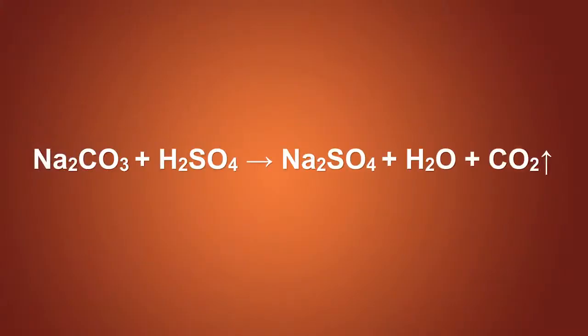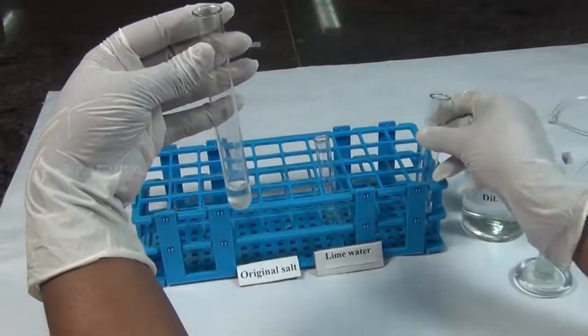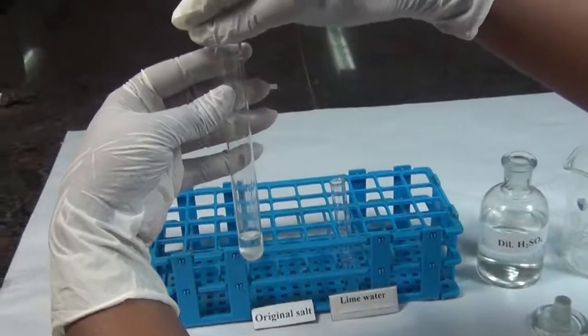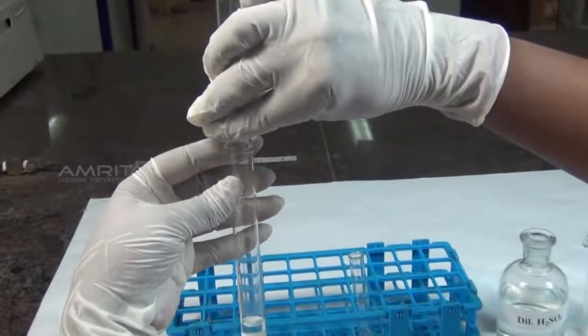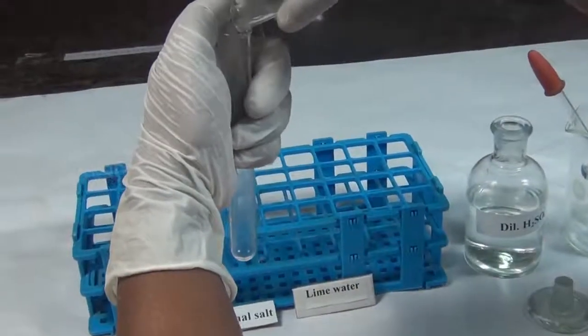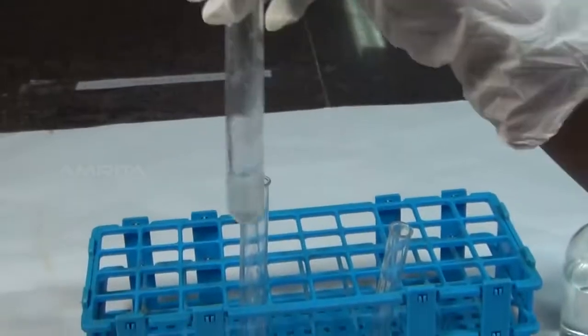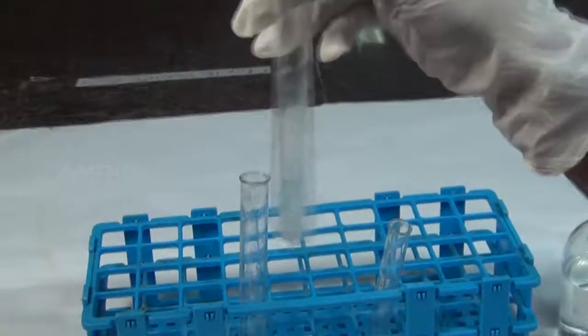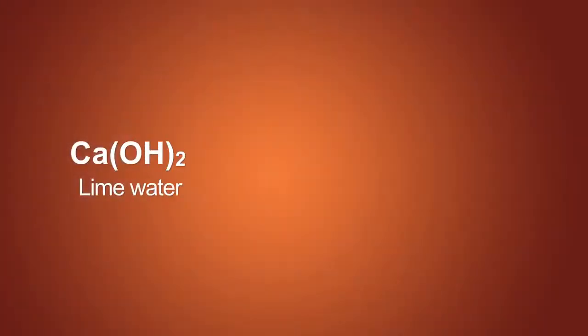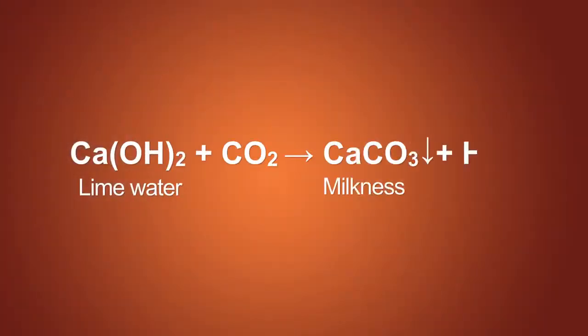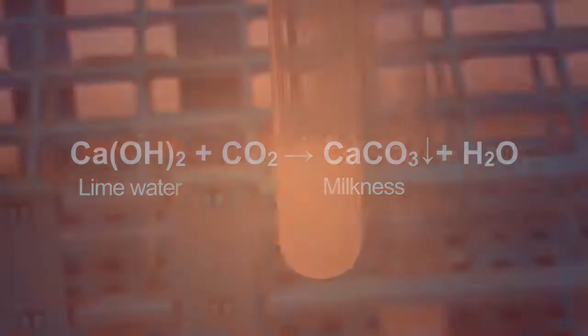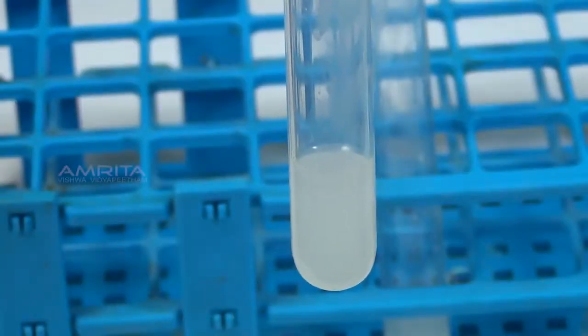gas of carbon dioxide. Cover the test tube containing salt with an empty test tube and collect the gas. Now, pour lime water into the test tube filled with gas. The lime water, which is the dilute solution of calcium hydroxide, reacts with carbon dioxide to form insoluble calcium carbonate, which turns the lime water milky.